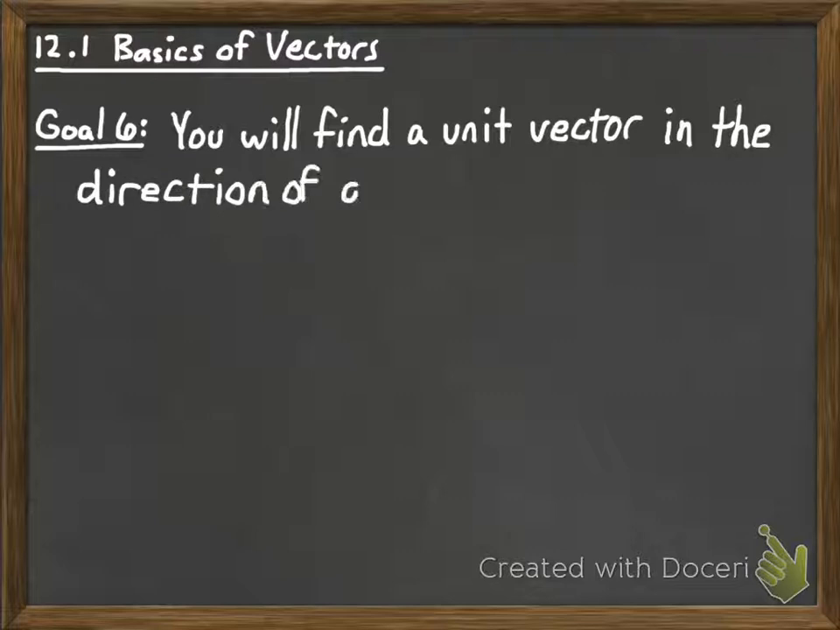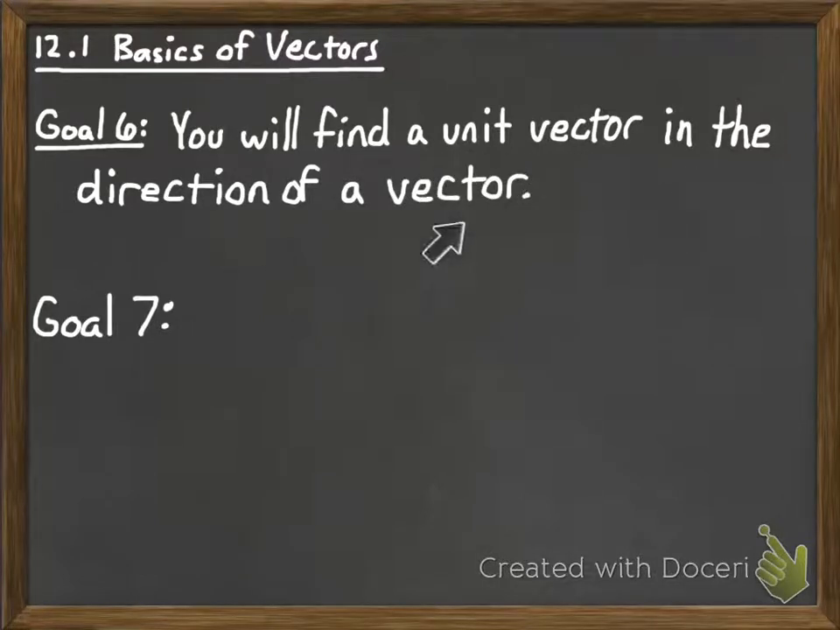The first thing we're going to do is that you're going to find a unit vector. Remember, that's a vector of length 1 that's in the direction of some other vector. So say you're given the vector 2i minus 3k, and you wanted to find a unit vector that went exactly the same direction. We're going to learn how to do that.